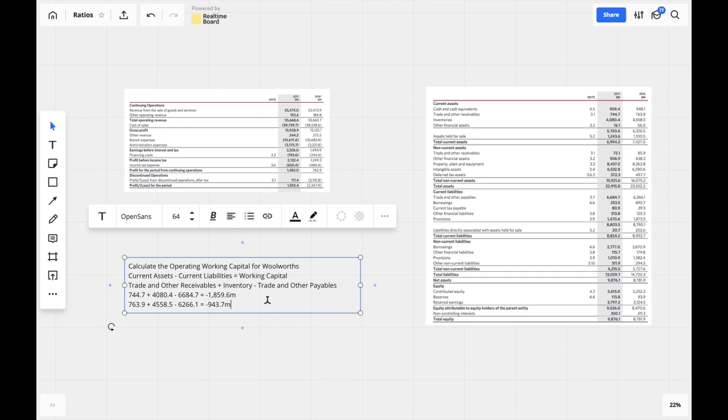All right, I hope you've enjoyed this lesson today on operating working capital. Feel free to grab other balance sheets and calculate this. It's a really important way to manage your business and to look at the three levers within your business that you have control over: your trade and other receivables, your inventory, and your trade and other payables.